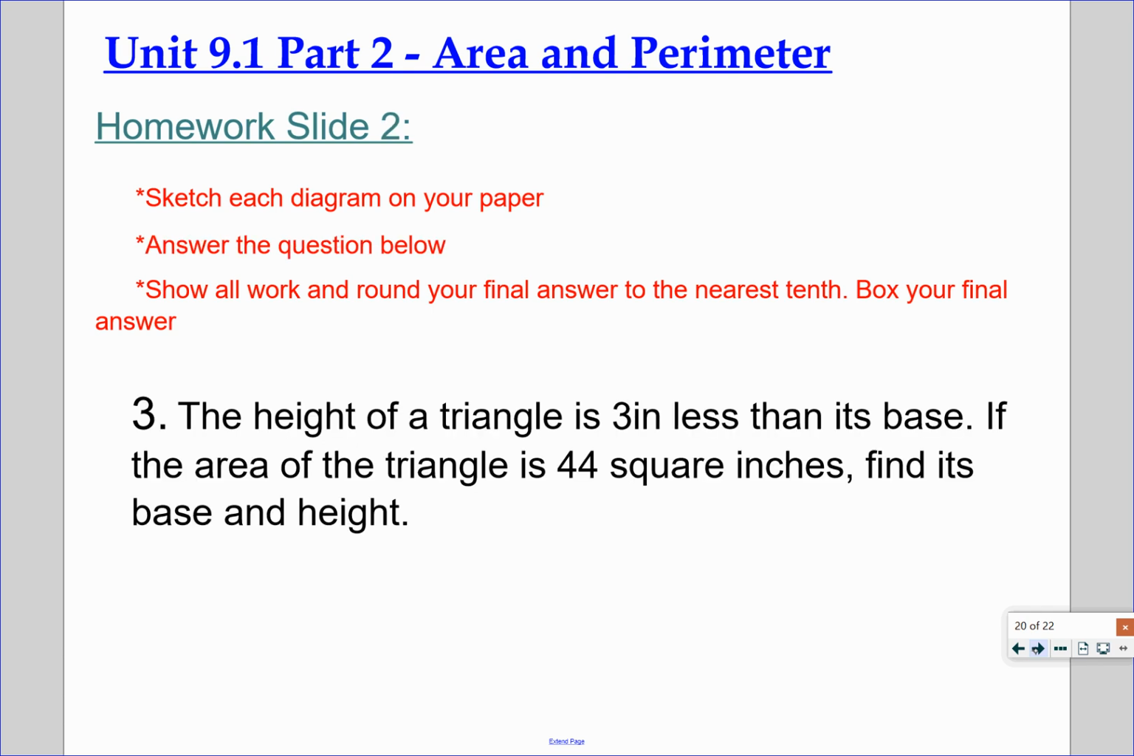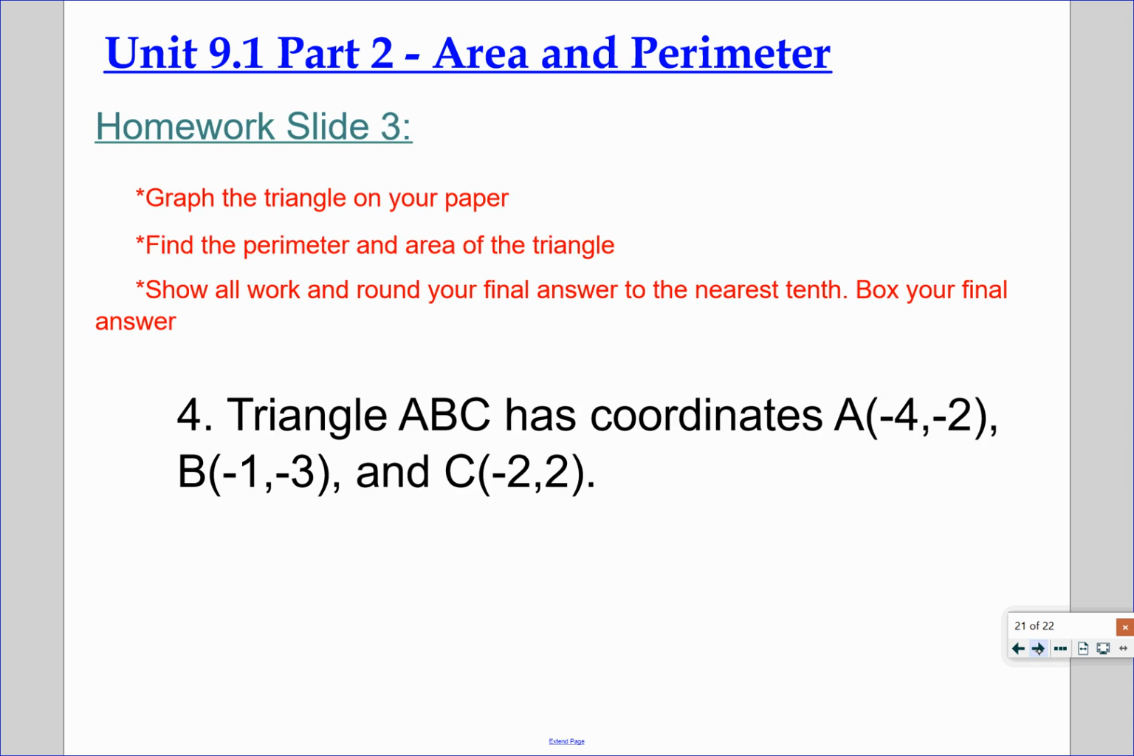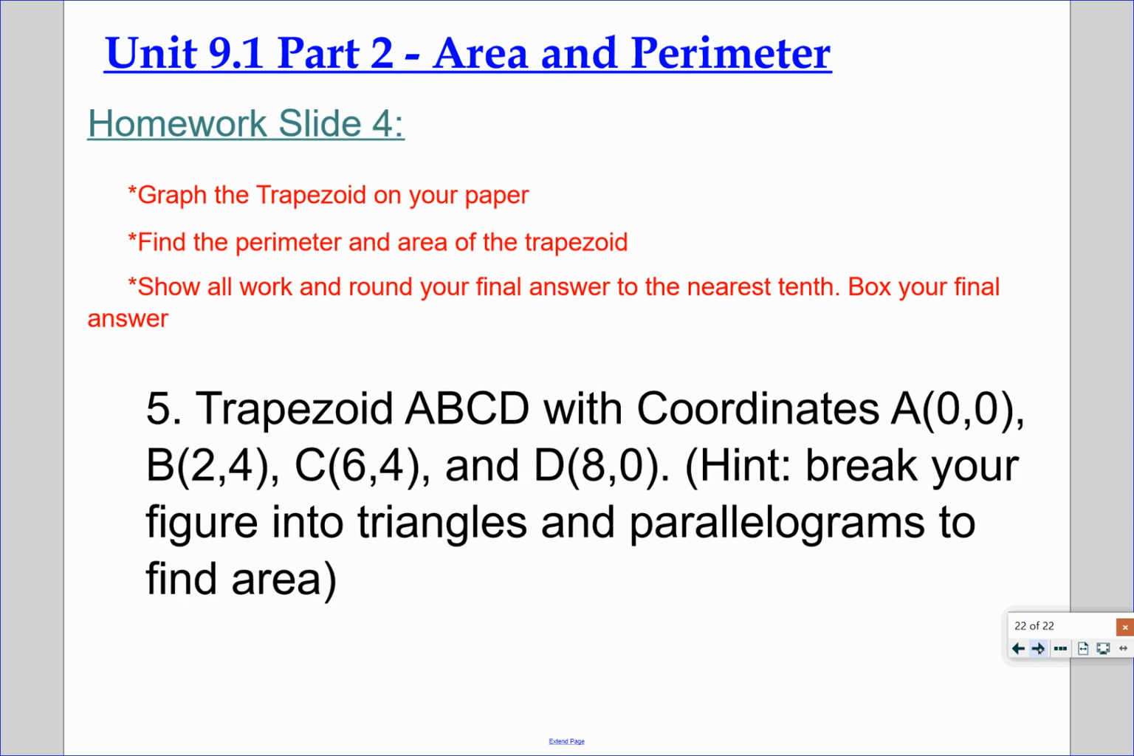Here's slide 2. If you want to pause, you can. Slide 3. And slide 4. Once you guys have that done, go ahead and submit.